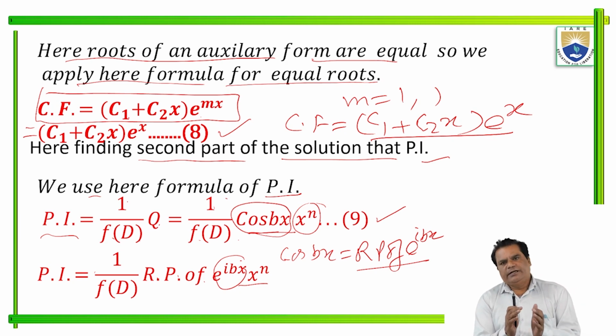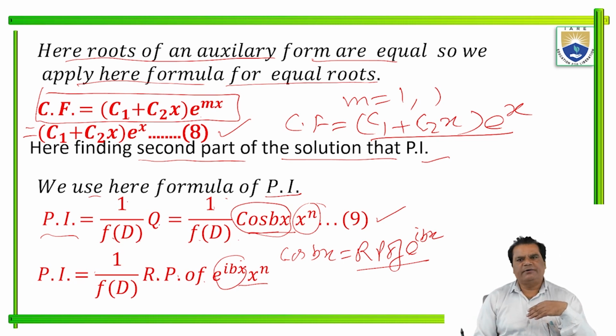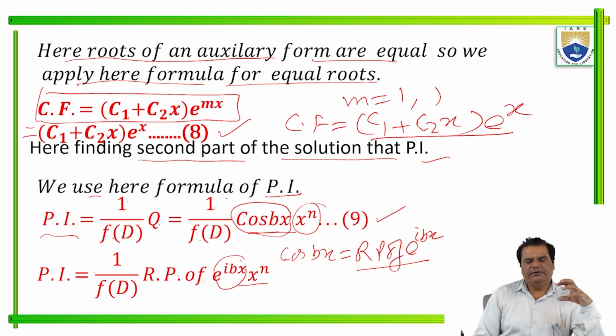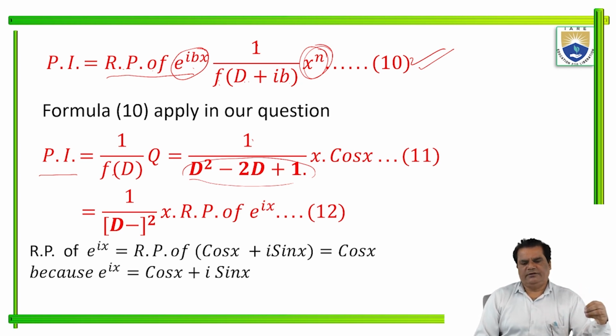In our question, a trigonometrical function is given, either sin bx or cos bx. If cos bx is given, then we write RP of e to the power i bx in place of cos bx in our PI. Then e to the power i bx is taken to the left side of PI, multiplying in the numerator, and then we put D equal to D plus ib, where b is a constant in our trigonometrical function. So RP of e to the power i bx into 1 upon f(D plus ib). The algebraic function stays in the same place, with no change. Only the exponential function goes to the left side of the PI.